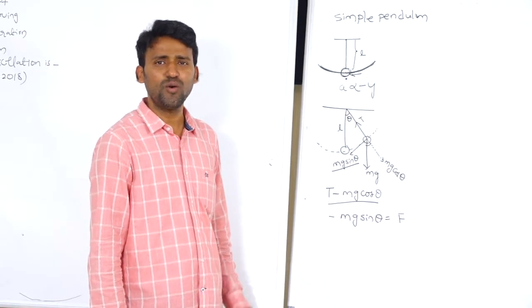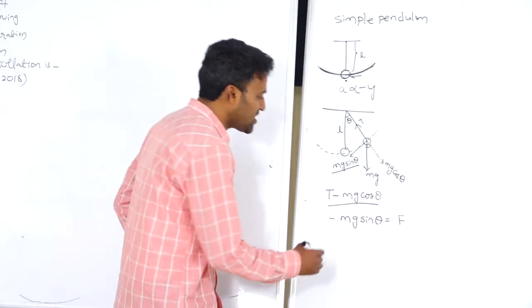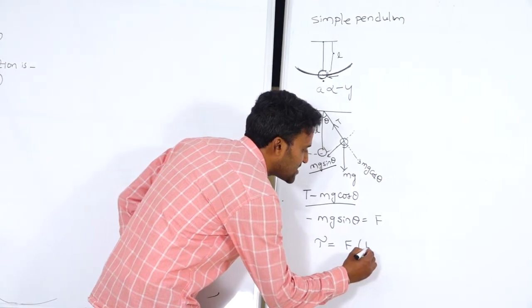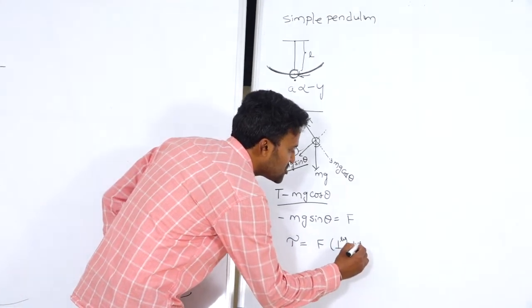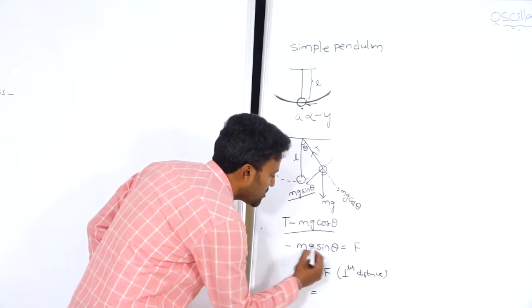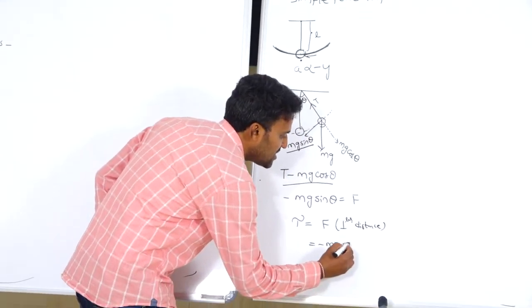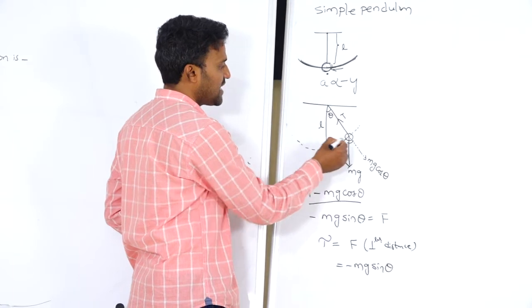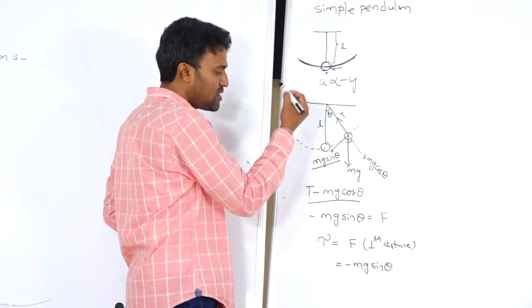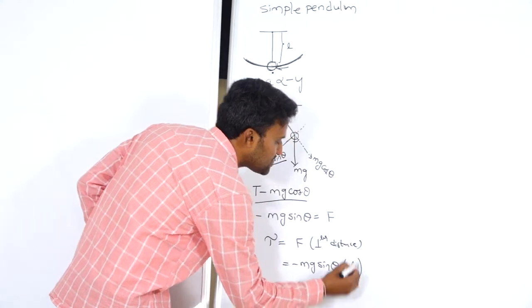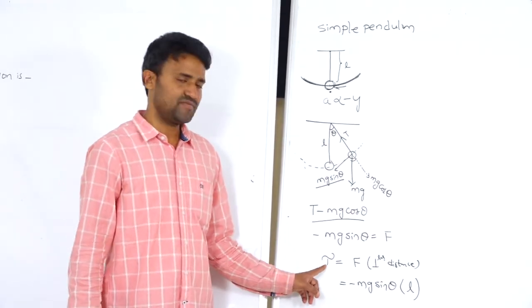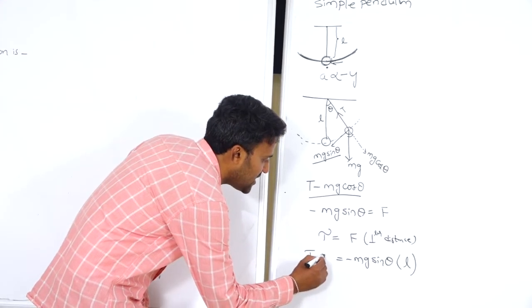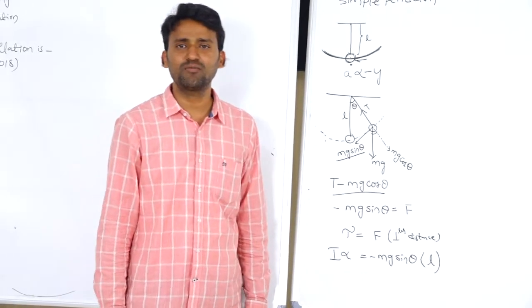Torque, tau, you can write as force times perpendicular distance. The force is minus mg sin theta, acting along this direction, and the perpendicular distance is L. So I am writing L. This is balanced by the rotational torque. Rotational torque is equal to I alpha.